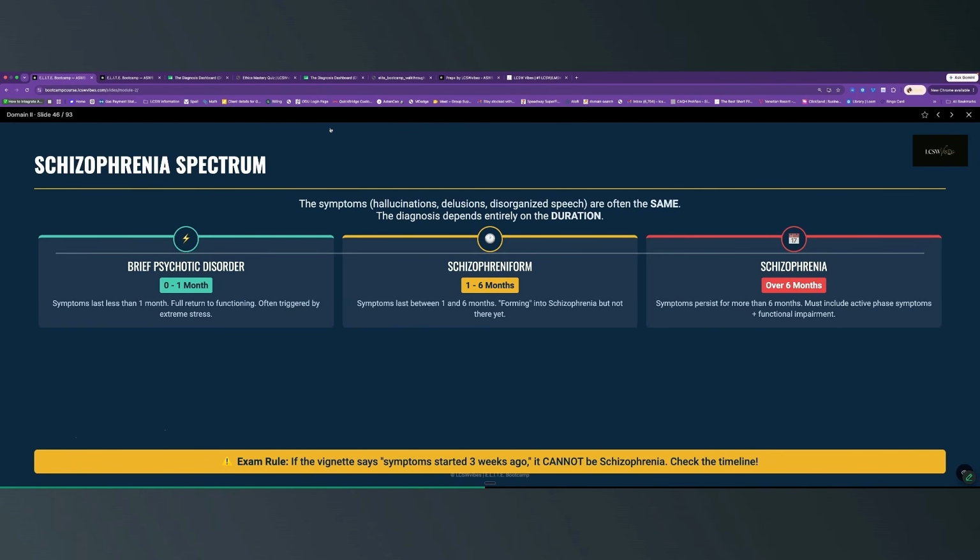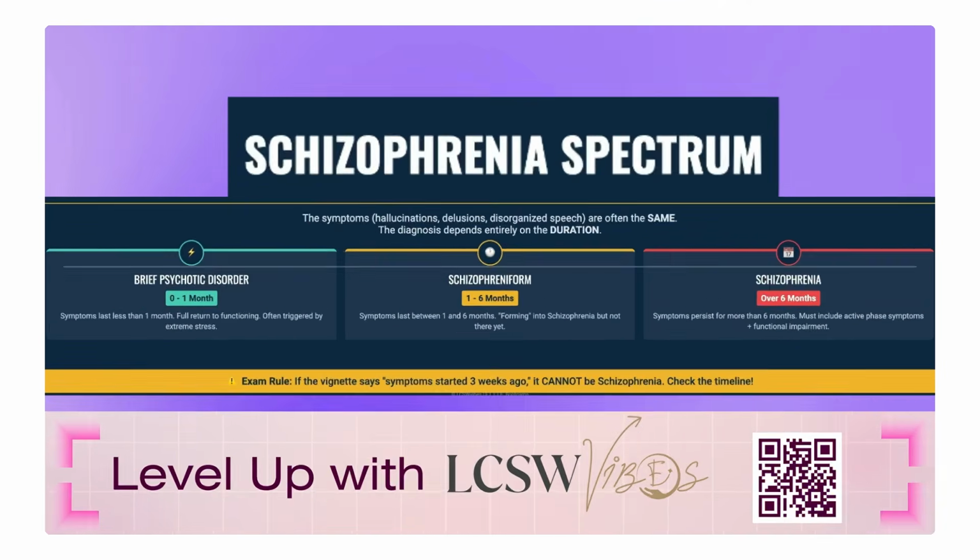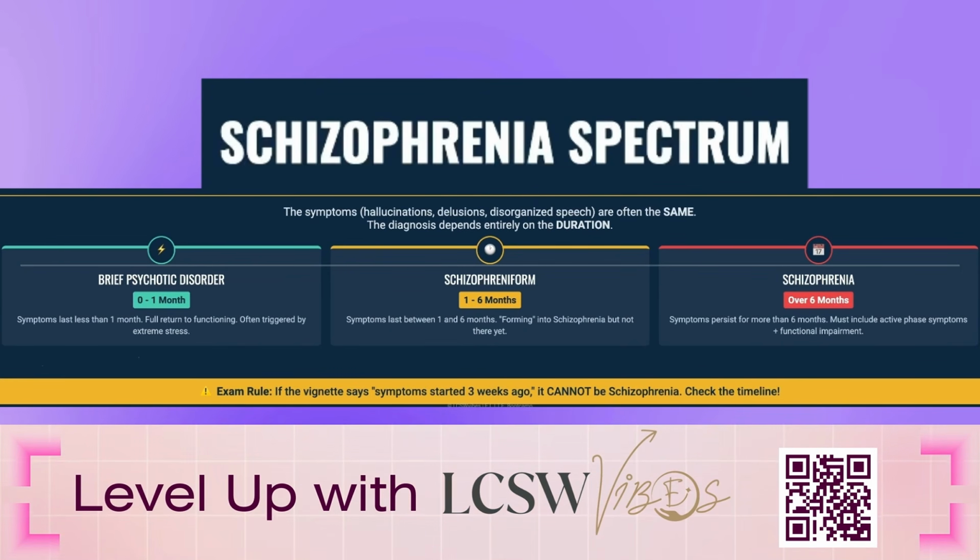All right, so that is what you can use to supplement, because I know some people are going to say they struggle with mental health diagnoses and they need more support. I'm going to get you the heavy hitting ones that are more likely to be on the exam than others. So we have the schizophrenia spectrum. Pretty much this is the rule of thumb.